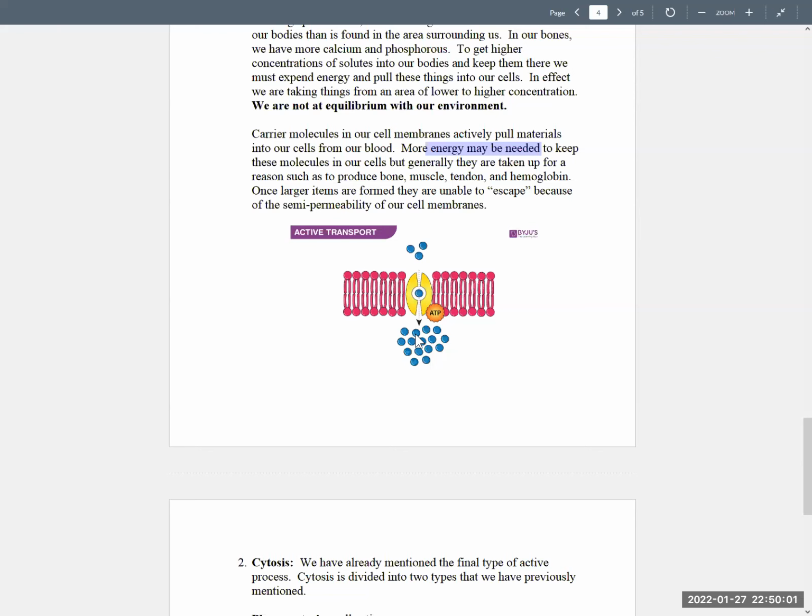Active transport, that's what this is, is the movement from an area of lower concentration to higher concentration at the expense of energy by the cell that's doing the work.